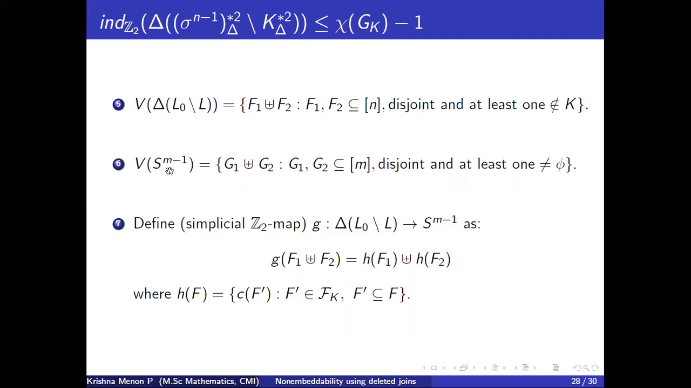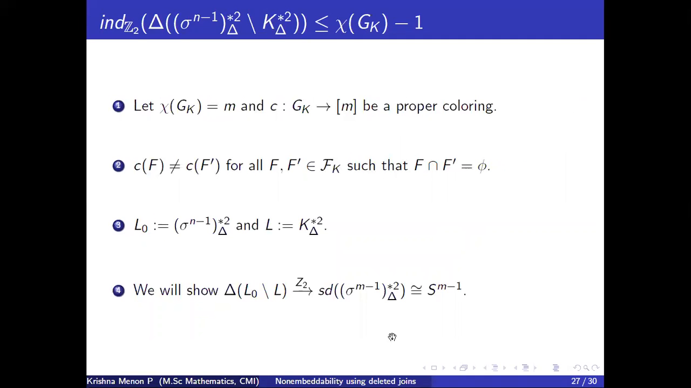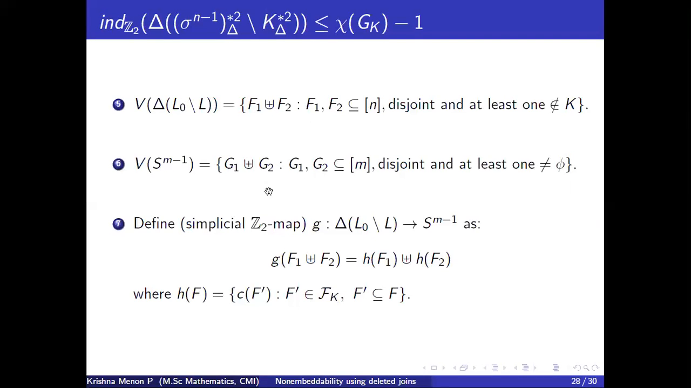Okay, and similarly, the vertex set of, I wrote S^(m-1), but actually I'm talking about this triangulation. Similarly, from definitions, you can show that there are two copies of M. You have to choose two disjoint sets from each copy, and at least one of them should be non-empty. So you can just check that these are the vertex sets. And the Z2 action is just swapping these two, and the simplices are just inclusion chains.